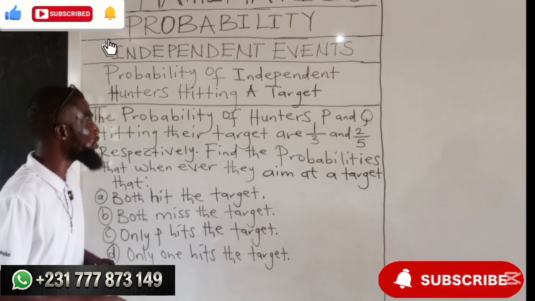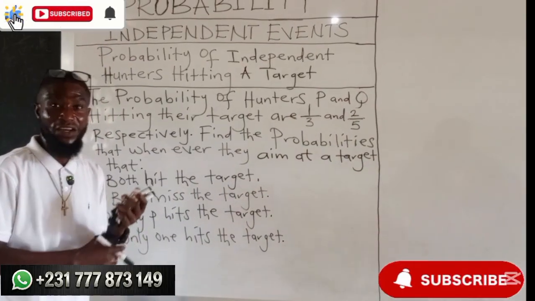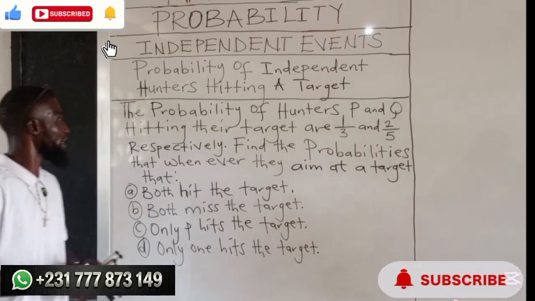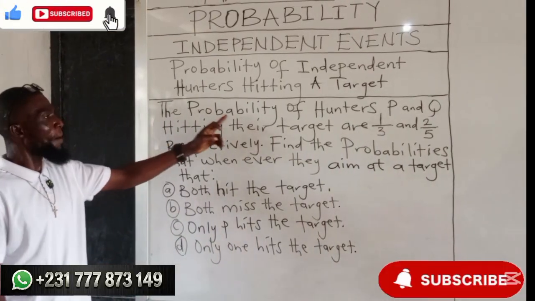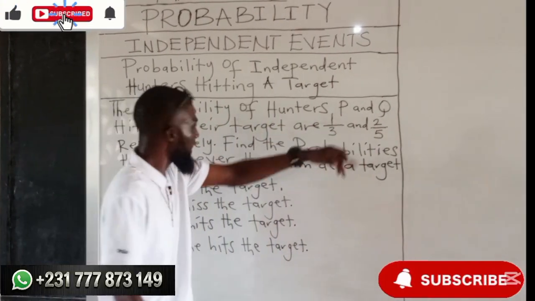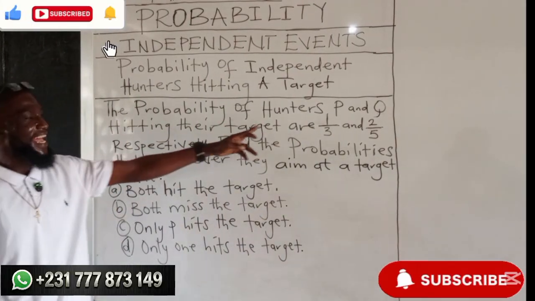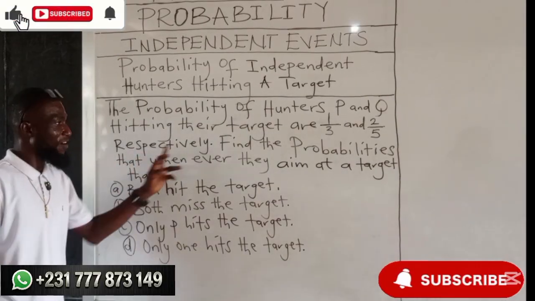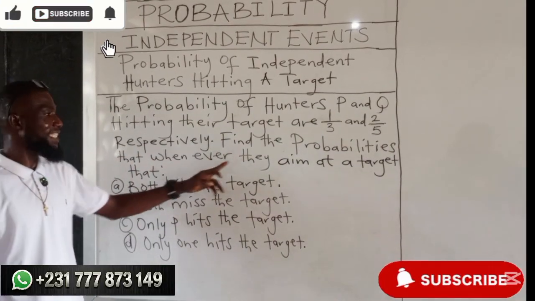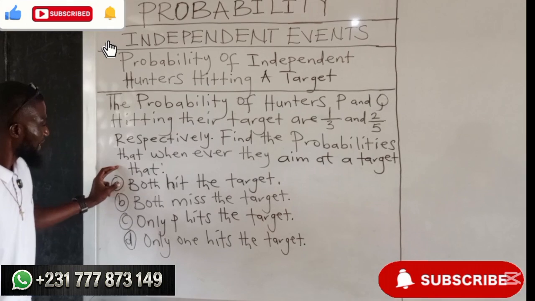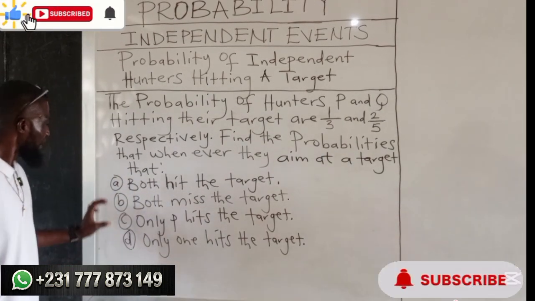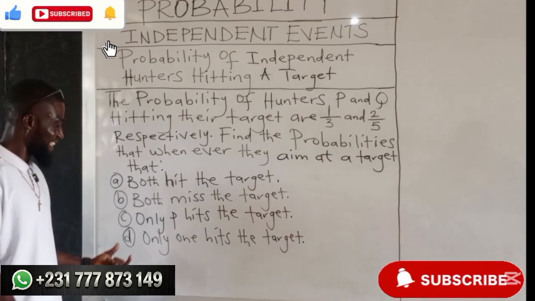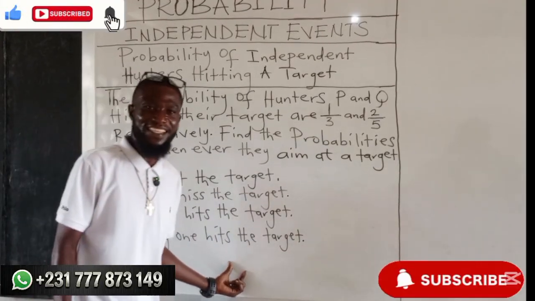On this note, ladies and gentlemen, based on this information given, we'll be looking at our problem to solve. Our problem reads: the probabilities of hunters P and Q hitting their target are 1/3 and 2/5 respectively. Find the probability that whenever they aim at the target, A, both hit the target. B, both miss the target. C, only P hits the target. And D, only one hits the target.